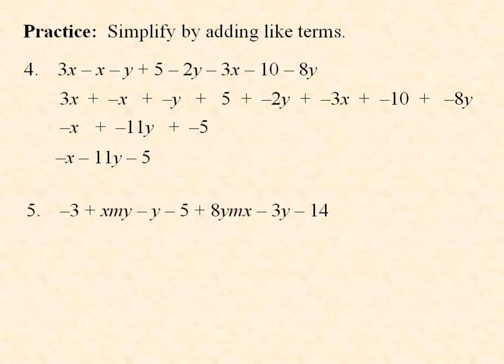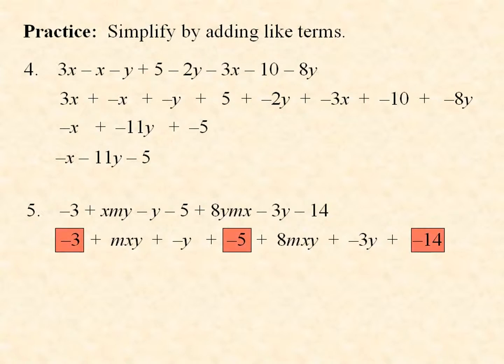A fifth problem. Negative 3 plus xmy minus y minus 5 plus 8ymx minus 3y minus 14. Again, we will write it as a sum, and we will place the variables of each term in alphabetical order. So this is what we have. Now we can add the numerical terms, negative 3 and negative 5 and negative 14. Let's see, negative 8 and negative 14, that adds to negative 22.